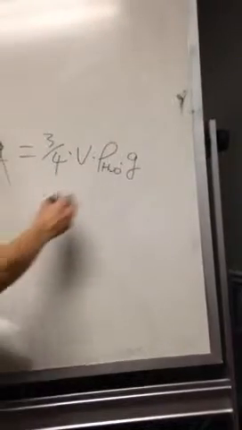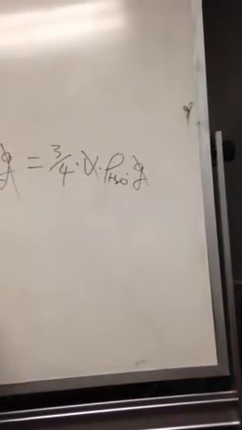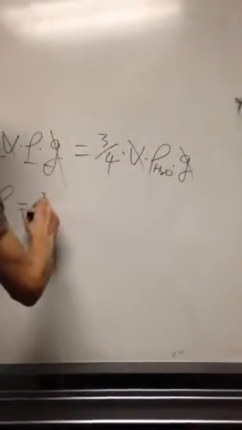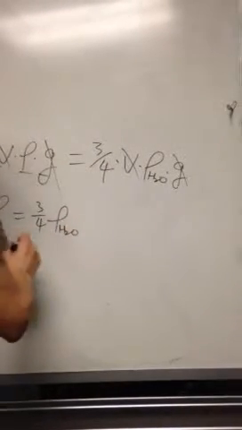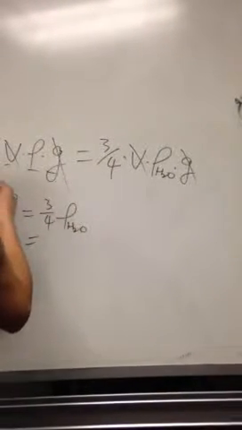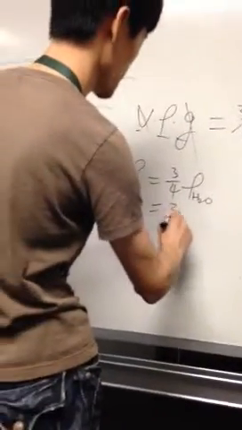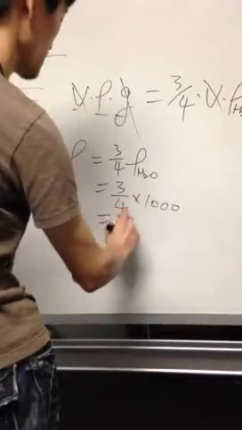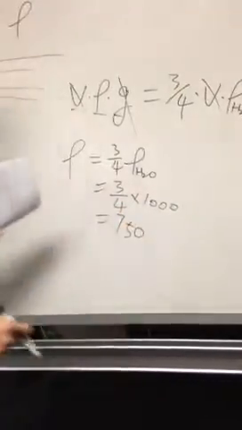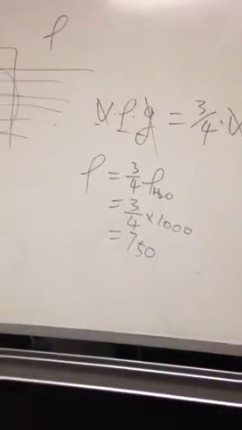So we can cancel here, the same thing, cancel here, the same thing. So the density of this object is 3/4 of the density of water. So if you plug in the water, we know it is 1,000. Use your calculator, you'll get 750 kilograms per cubic meter.